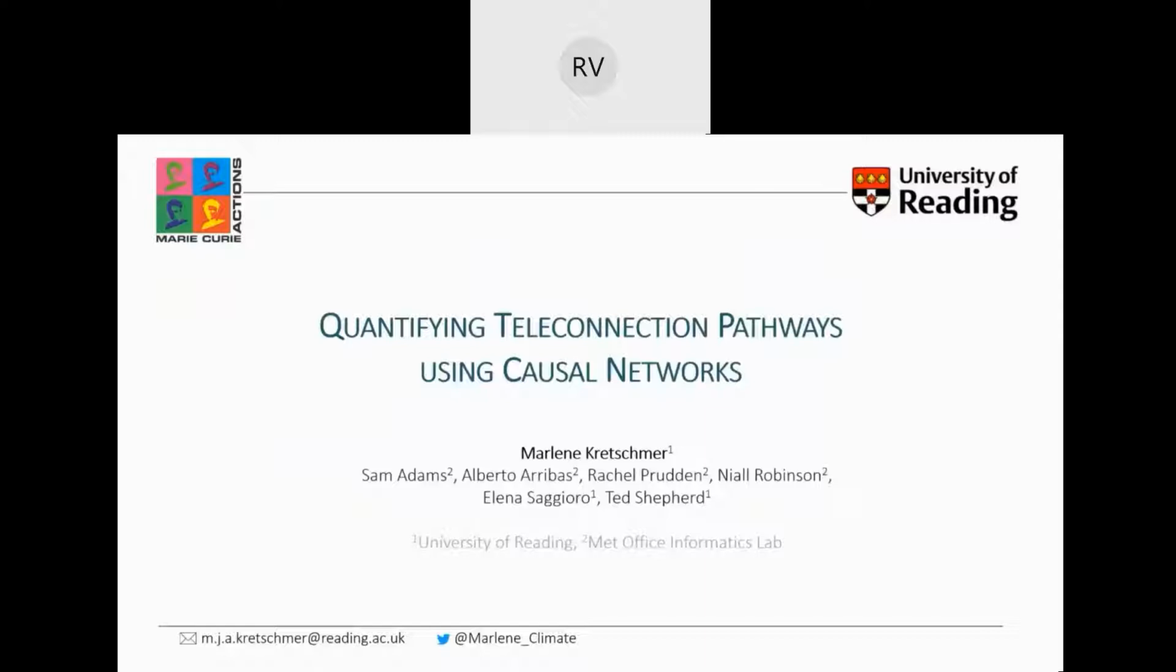I talk about, actually not too much about unsupervised learning, but about causal networks and how one can use them to quantify teleconnection pathways. But first, let me acknowledge my co-authors: Sam Adams, Alberto Ribas, Rachel Prudden, Robinson, who all worked at the Met Office Informatics Lab, as well as Elena Sajolo and Ted Shepard, both from Reading.